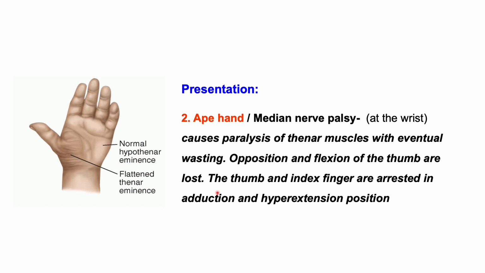So this looks like an ape hand. If you see a gorilla or an ape hand, the thumb will be in an adducted position and hyperextended. So this looks like an ape, and that's why it is referred to as ape hand deformity. Whenever there is median nerve palsy, there will be two types of deformity. One is sign of benediction, which occurs whenever there is injury in the forearm or the elbow area, and ape hand deformity, which will be seen if the injury is at the wrist area.